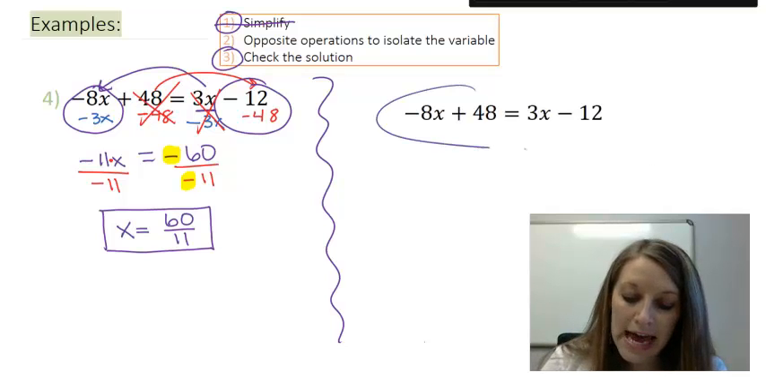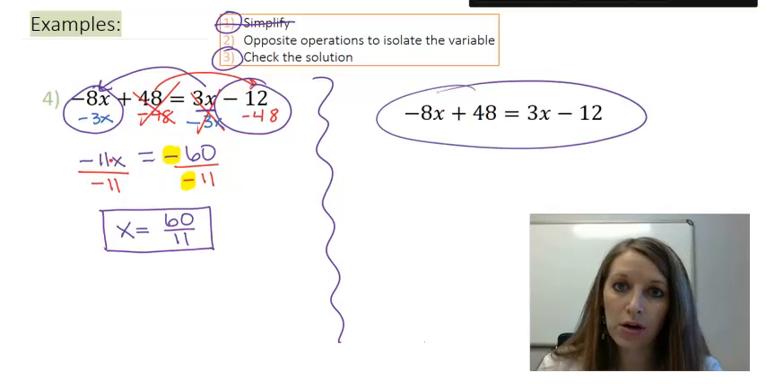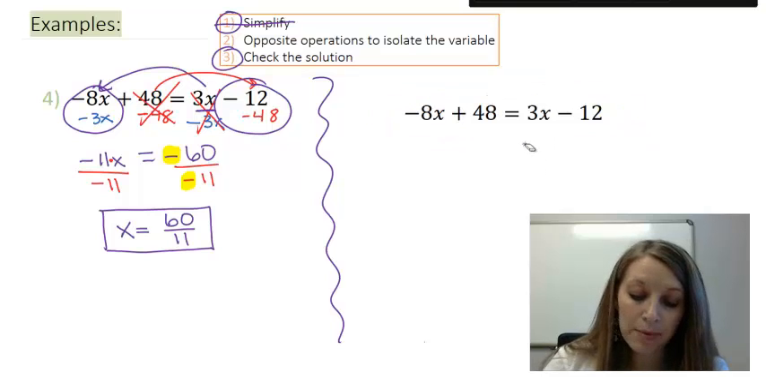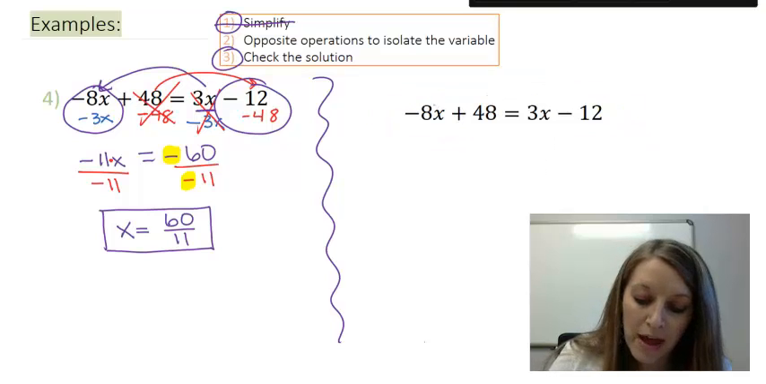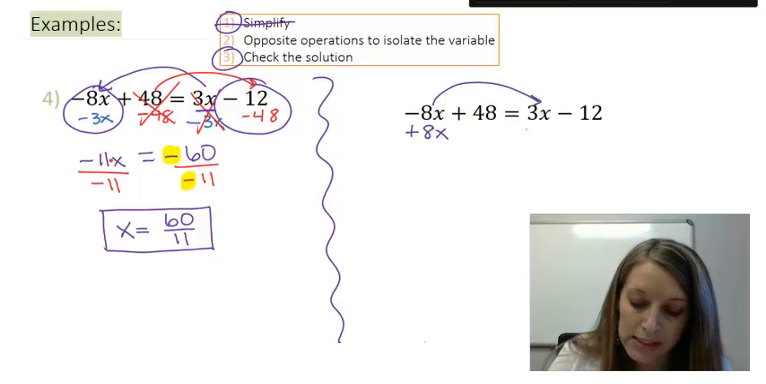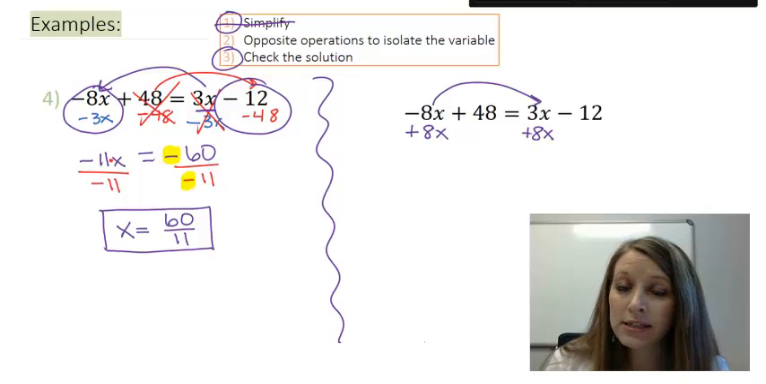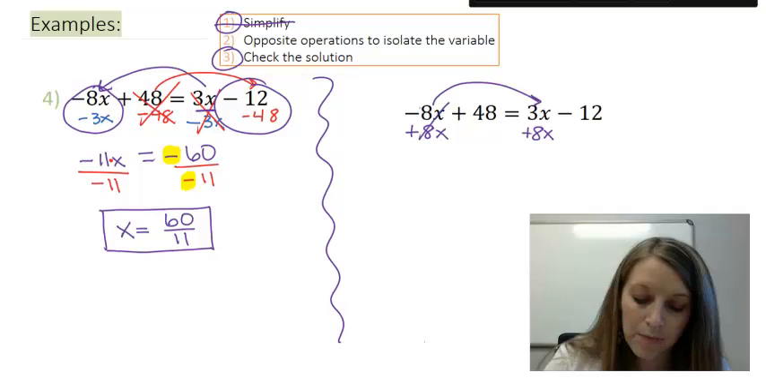Okay, so I have the exact same problem written over here on the right. Now, what I chose to do was to move my variables to the left and my constants to the right. You could have actually chosen the opposite way. I could move my variables to the right by adding 8x to both sides. And the advantage to that is then you only have positive variables to be dealing with.